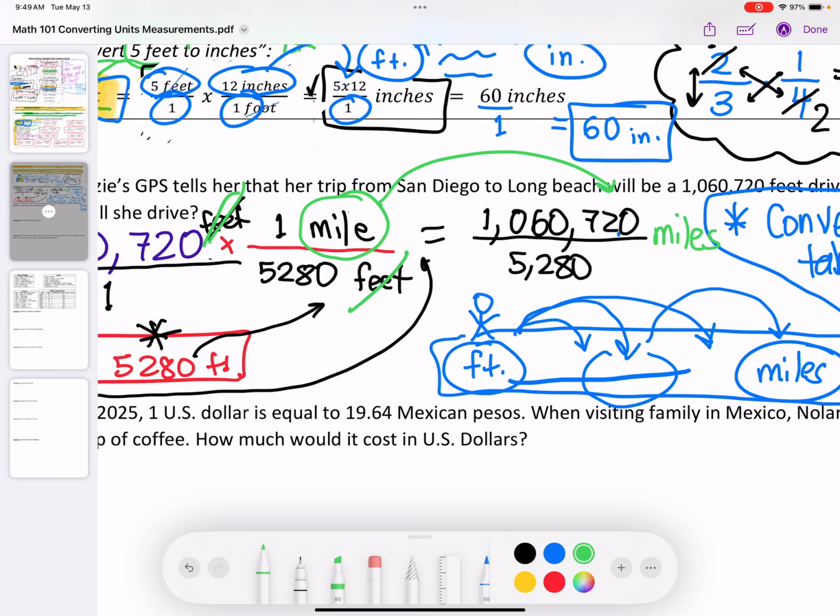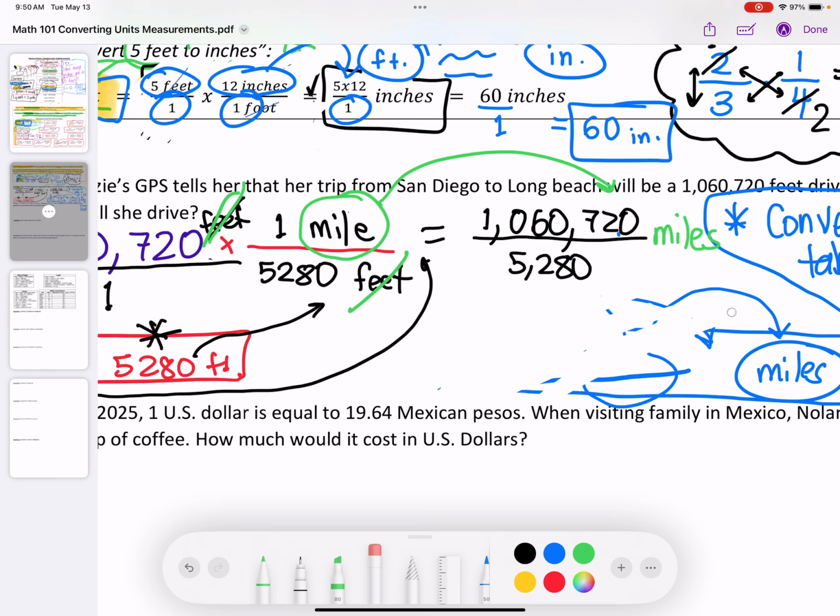Now I just need to divide those. Okay, that's not so bad. So that's what it comes down to. Just divide 1,600,000 by 5,000.